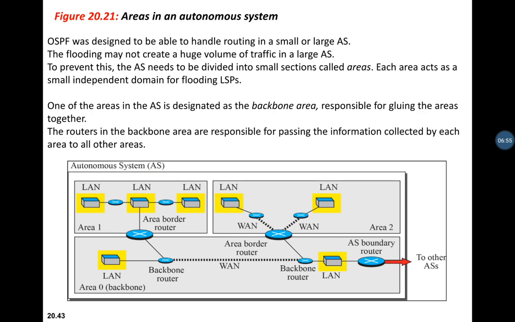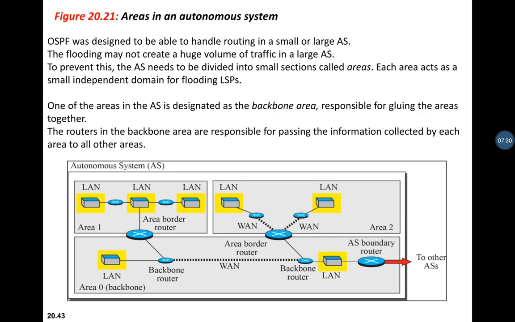So area 0, always the backbone, is considered to be area 0. It is just to avoid the traffic. Whenever we have a large autonomous system, there will be a huge volume of traffic. So just to prevent this, the autonomous system is divided into areas, and each area acts as a small independent domain for flooding. So a router can receive all the link state paths generated in other areas.